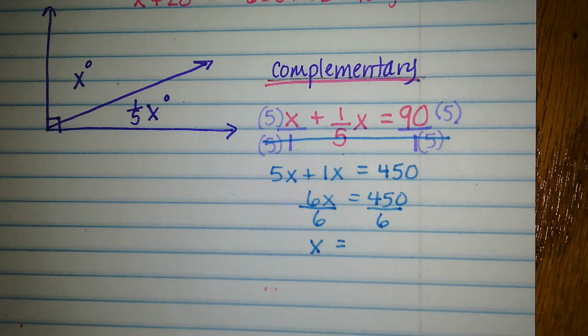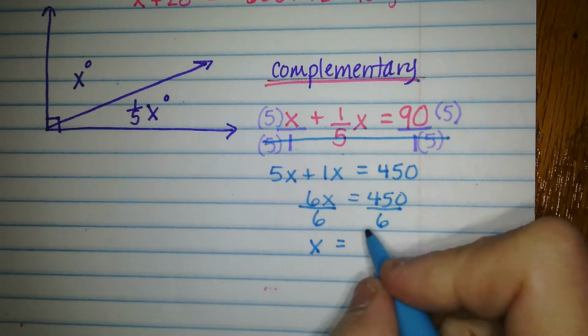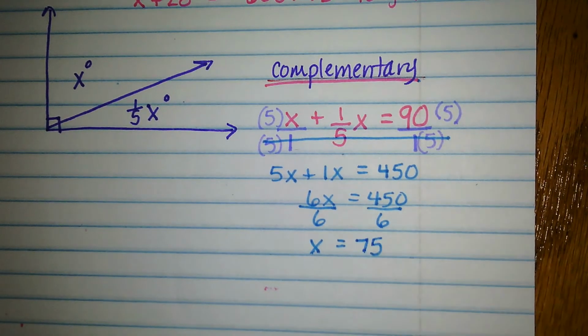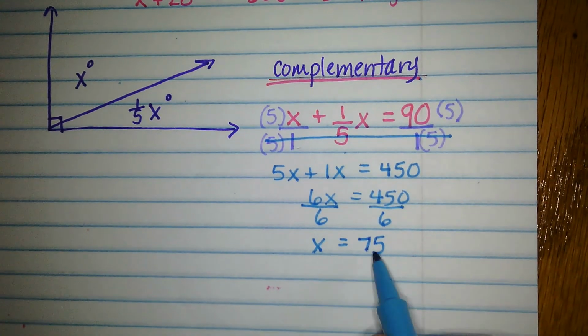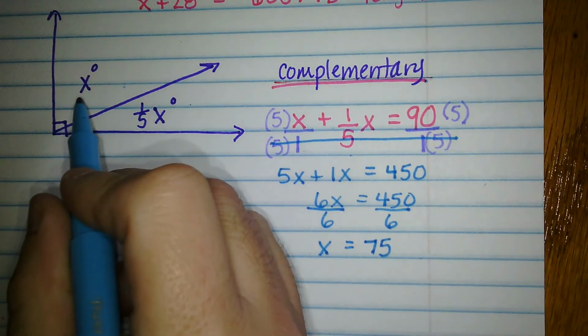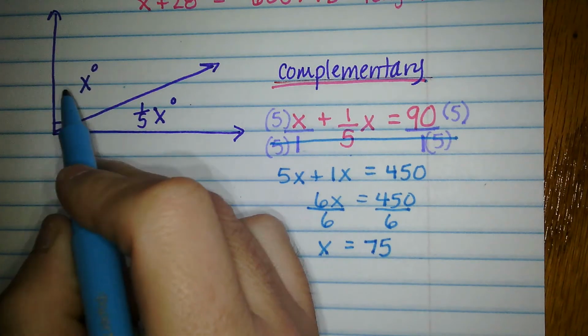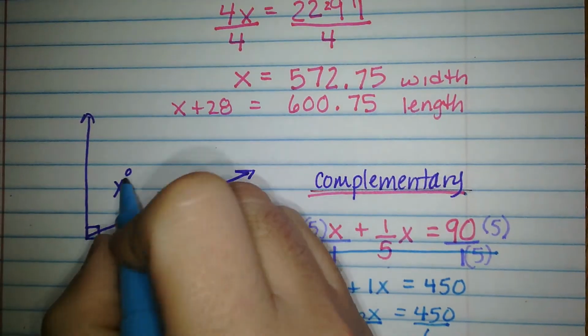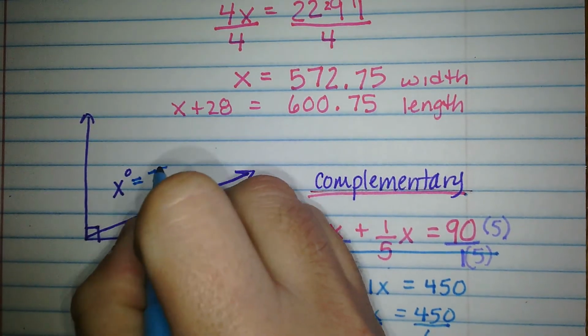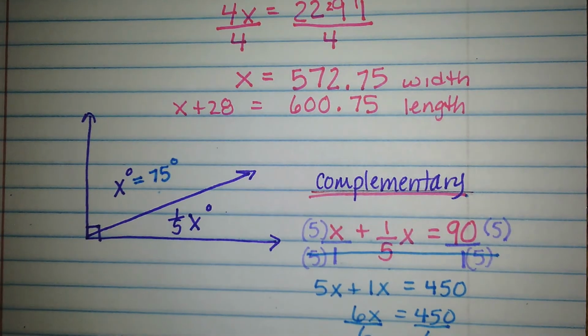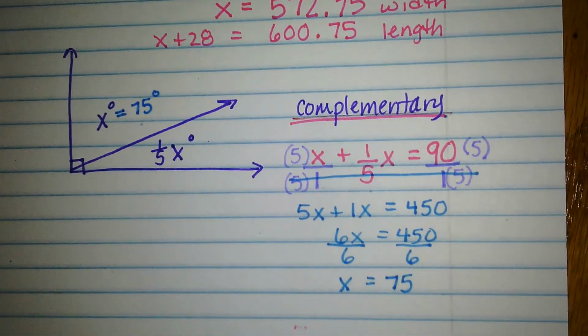Okay, time to pull the calculator out. 450 divided by 6 is 75. Boom. So that represents our big angle. That is up here. So over here, x is 75. So that angle is going to be 75 degrees.